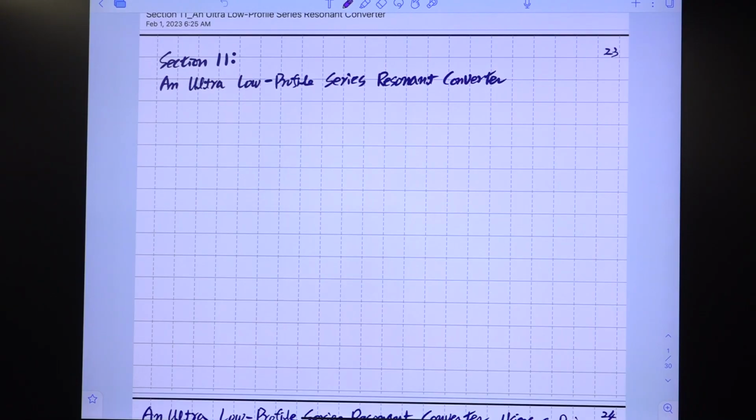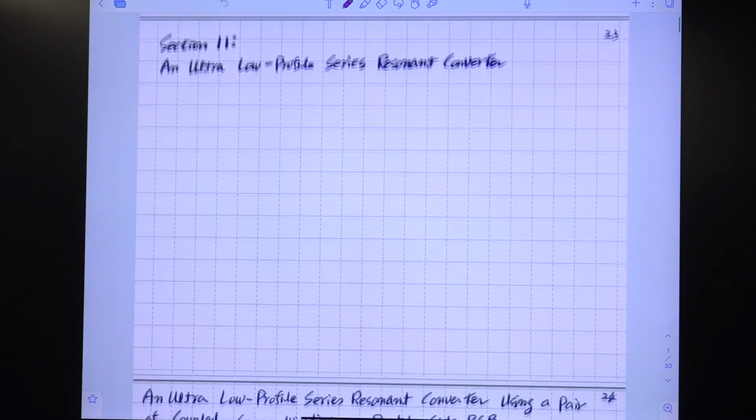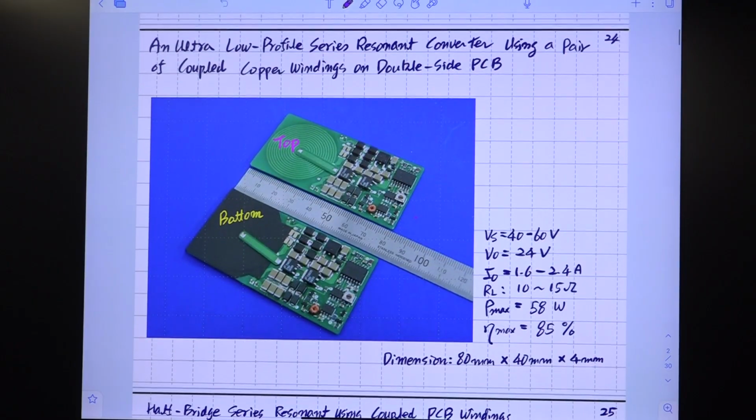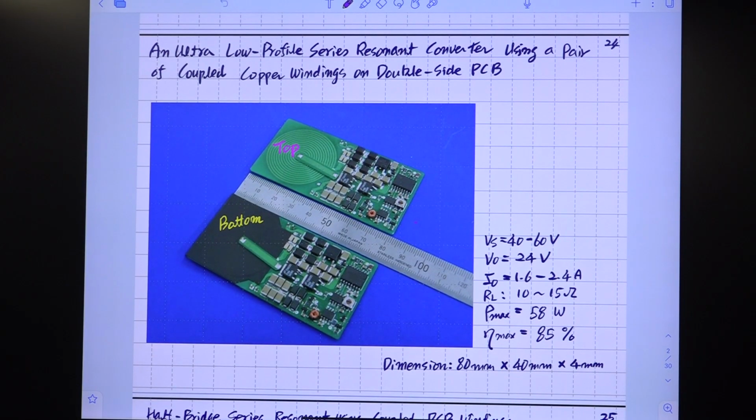So if you have some time, just take a look at those references. All right. So this is our discussion start here.